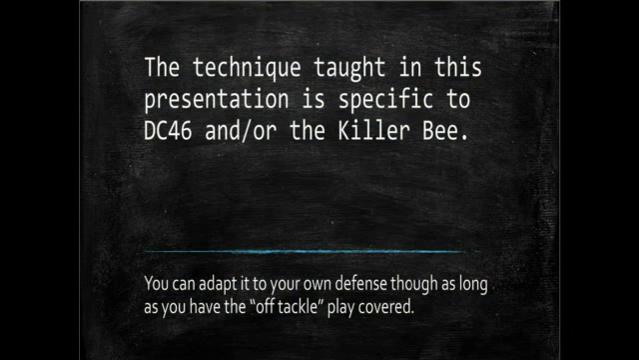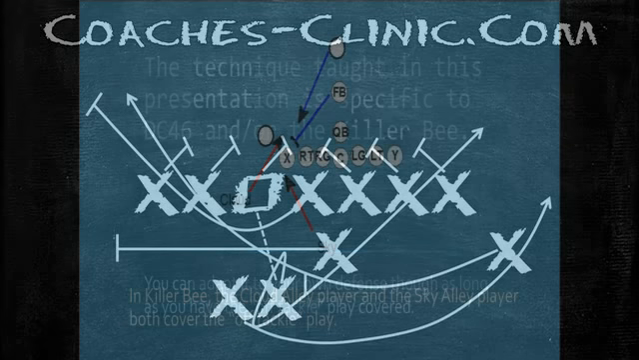Now, I'm going to talk about stuff that's specific to what I do. I coach DC 46 and the Killer Bee defense. As I mentioned before, there are other ways to defend sweep. There's cloud coverage, sky coverage, and Killer Bee uses both of those as well as spill and kill. But you're not limited to just what I'm going to present. Once again, I'm looking for questions, and I'm not seeing any pop up, so we'll go to the next slide.